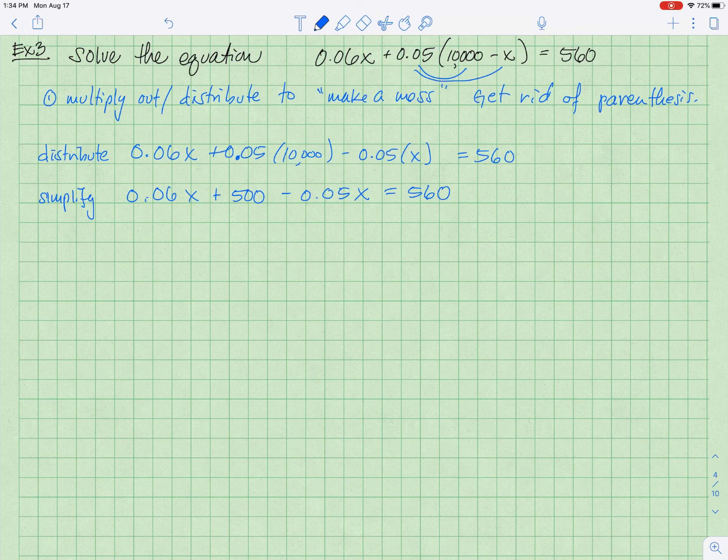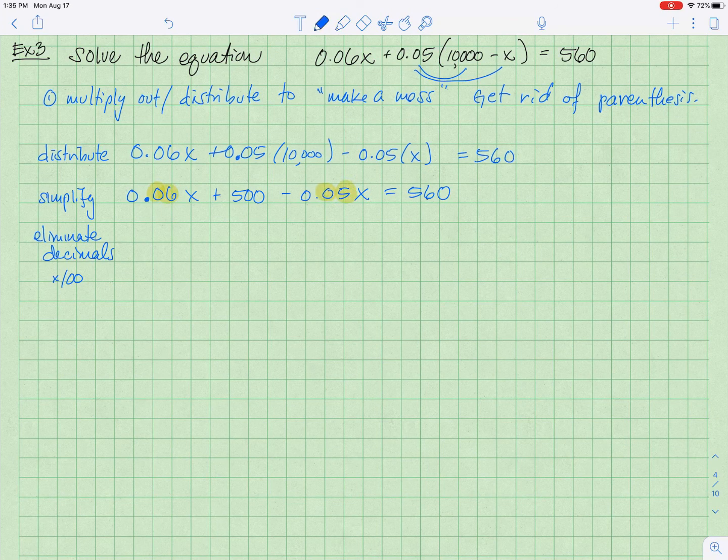If you want, you can collect like terms right now, or you can get rid of the fractions or the decimals. Let's do that. Let's eliminate the decimals. So what we're going to do is take this entire equation and multiply it by 100. So times 100. Why 100? Well, it's 2 decimal places. You'll notice that the majority of our, in fact, all of our decimals have 2 decimal places.